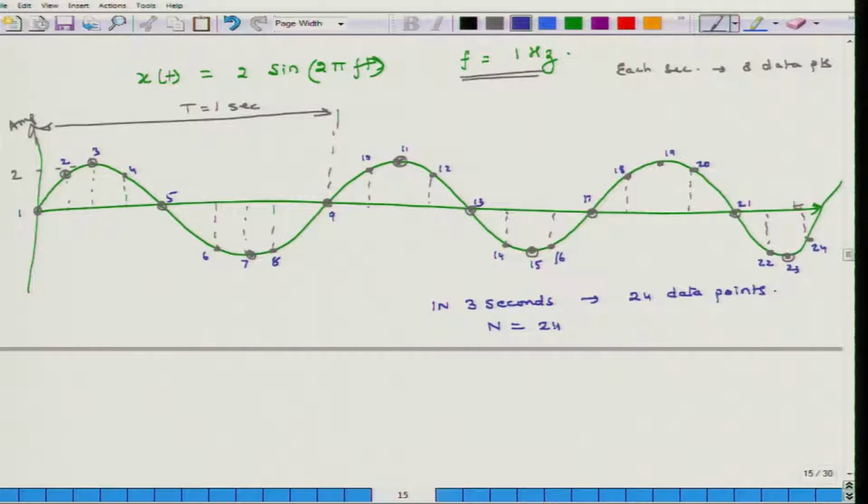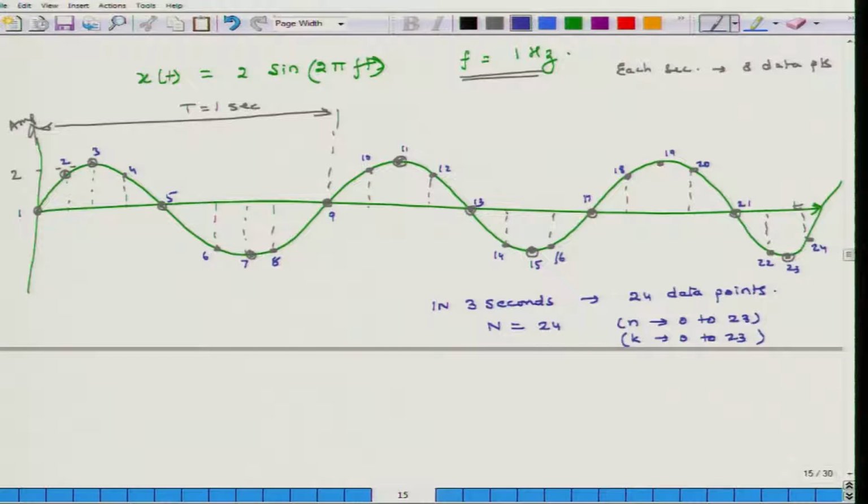So, I have 24 data points, and using these 24 data points, how many frequency amplitudes will I be able to compute? 24. So, n is going from 0 to 23, and the index on frequency is also going from 0 to 23.